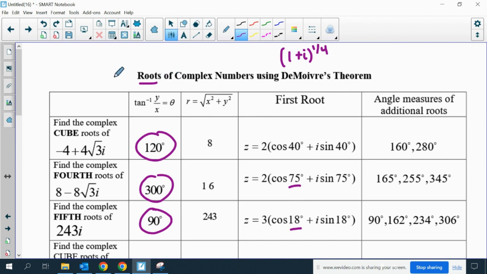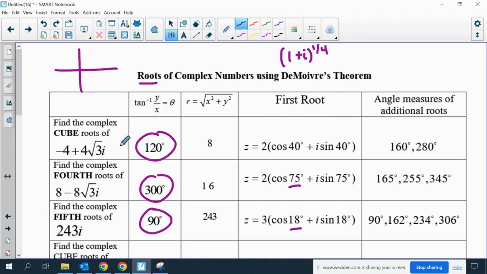Now, remember when you take a cube root or a square root or something in the real numbers, you only get one answer. But in the complex plane, we can get as many answers as the power of the root. So the 4th root, you're going to get 4 answers. The cube root, you're going to get 3 answers. The 5th root, you're going to get 5 answers. And they're all equally spaced angularly around the pole.